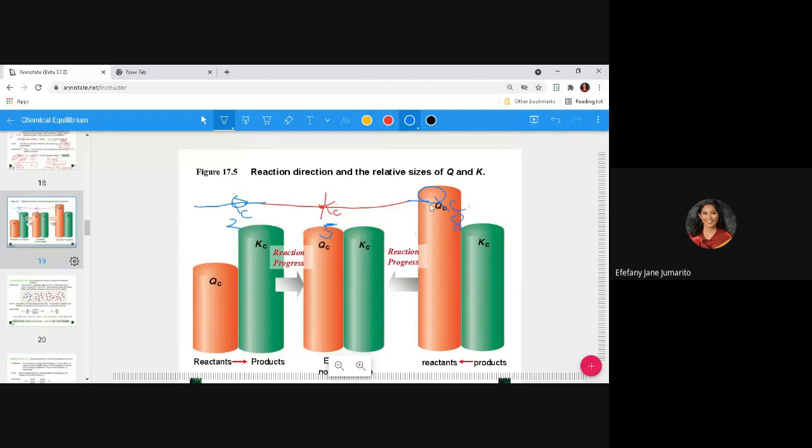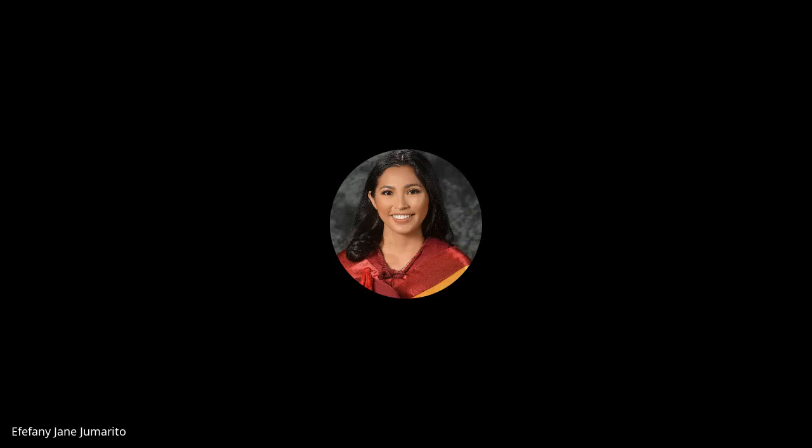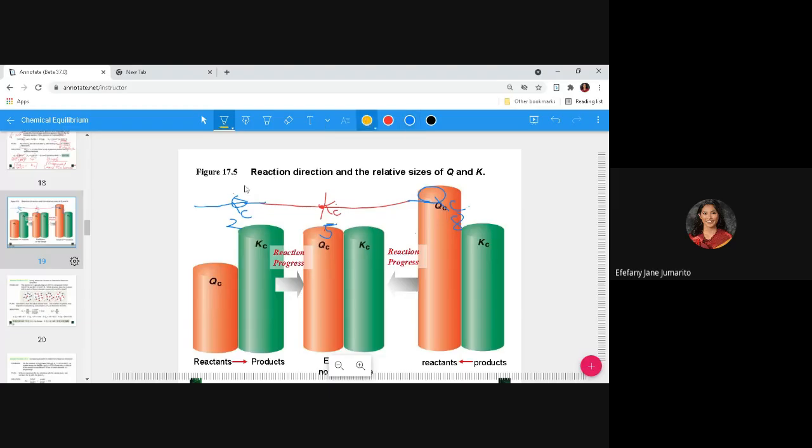Which is 8. Okay. So, class, when you have this line, what will happen if your QC is small? Your QC is still small. It will favor the product. Okay, it will go forward, so it moves toward the KC, because it goes to equilibrium here. Now, when it's a forward reaction, it means it favors the product formation.